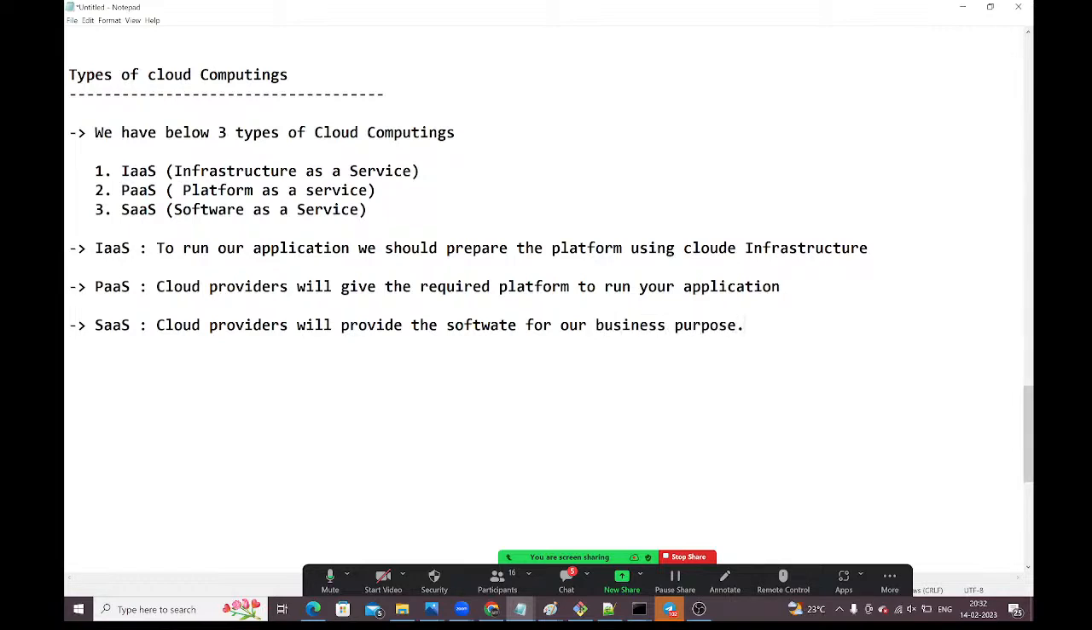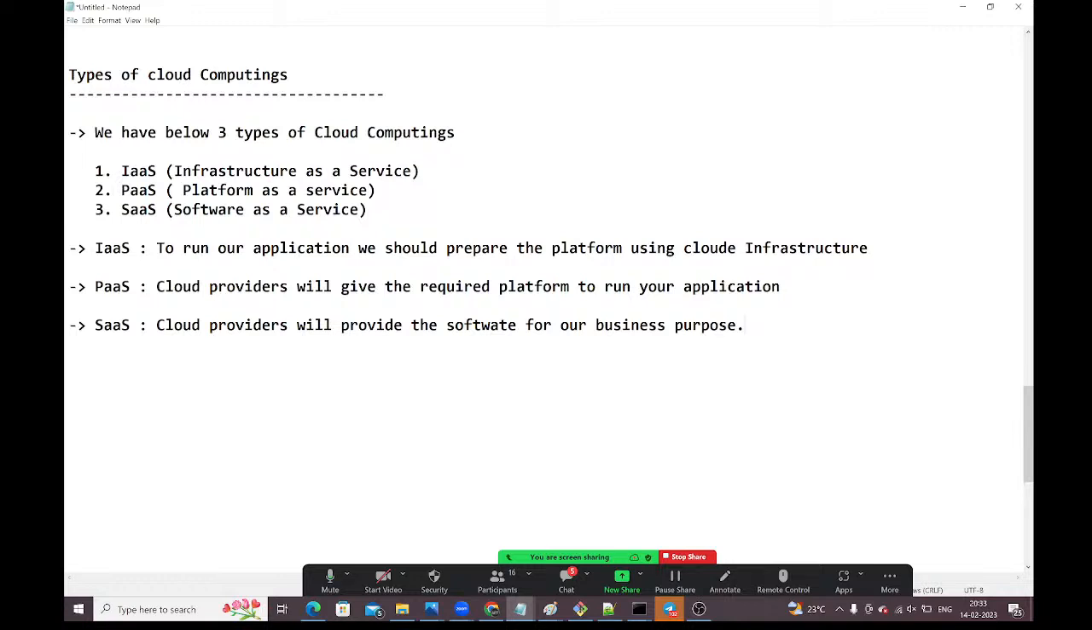For our business purpose, you no need to do anything. Is it clear, guys? Just have a look into these points. What types of cloud computing we have? 3 types: IaaS, PaaS, SaaS, guys. If you go with AWS, Azure, or GCP, everywhere we will have these things. Everyone will provide the services in these 3 formats only.